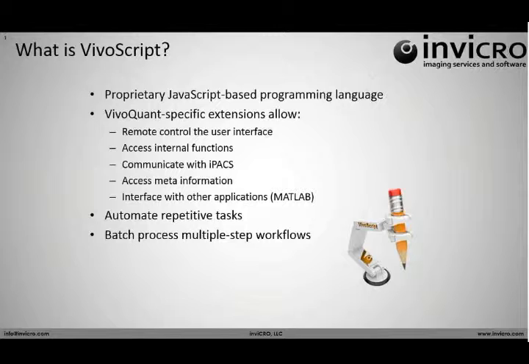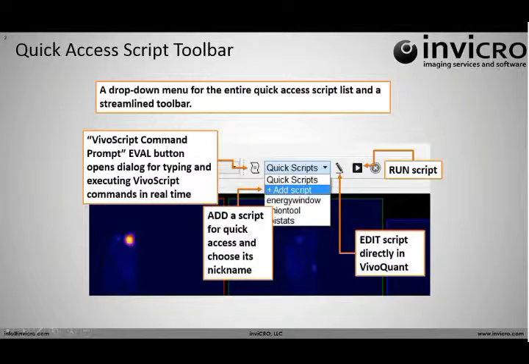And so why would you do that instead of just doing it in VivoQuant? Well, if you have a lot of images and you want to do the same thing to every single one, it's a lot easier to write a script and run that while you go do something else. So it's good for batch processing and repetitive tasks, just like any scripting language, really.